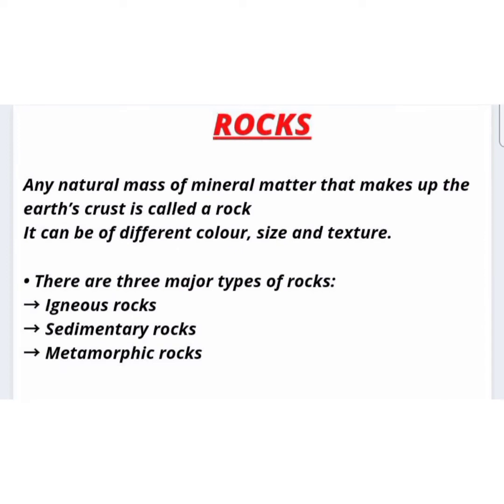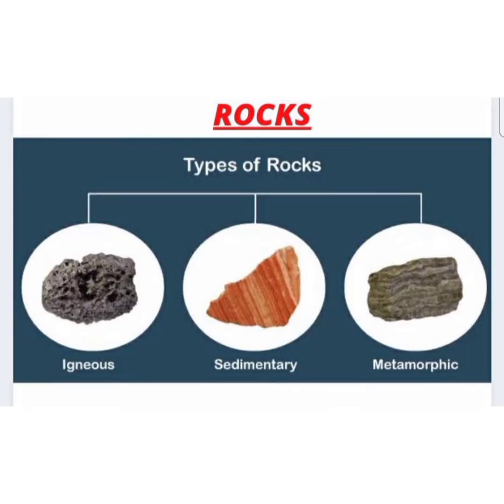Now we will discuss rocks. Any natural mass of mineral matter that makes up the earth's crust is called a rock. It can be of different color, size, and texture. There are three major types of rock: igneous rock, sedimentary rock, and metamorphic rock. We will discuss each rock in detail.